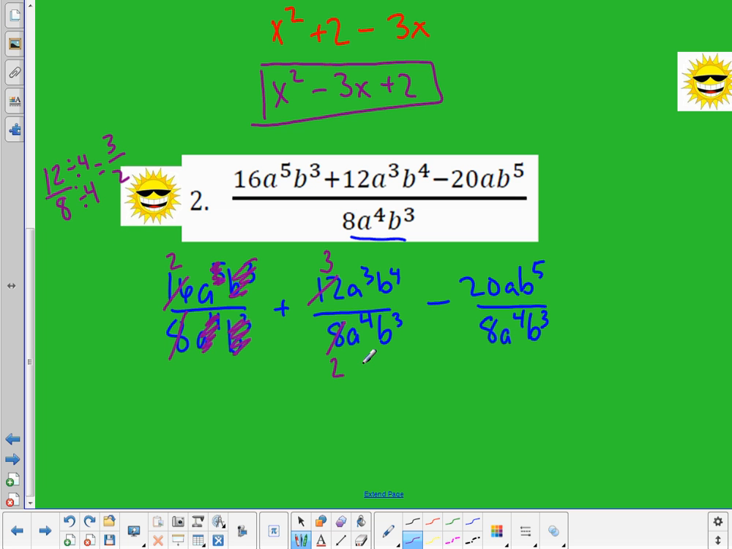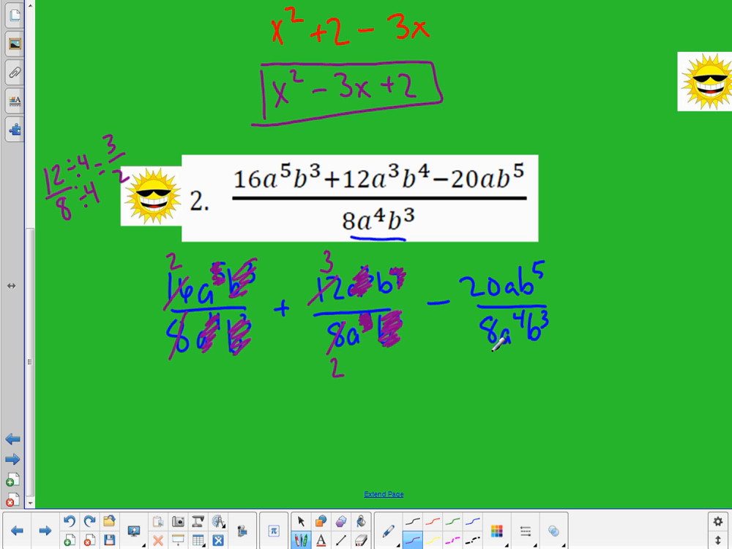So then the a's, I have 3 a's on top and 4 on the bottom. I can get rid of all 3 of these, and that leaves me with 1 on the bottom. And the b's, I have b to the 4th over b to the 3rd. Again, I can get rid of 3, but this time 3 on the bottom, leaving me with 1 on the top. Okay, let's look at the last term.